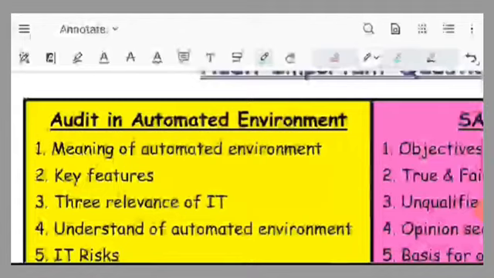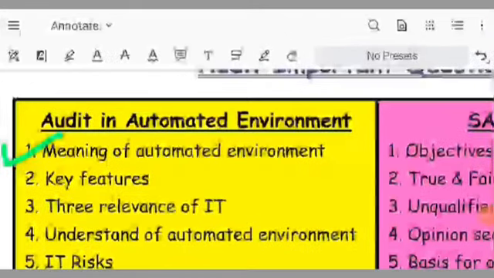Now, firstly we will read about the audit in automated environment chapter. Here it is chapter number 6 of our syllabus, as we know very well. First is the meaning of the automated environment. In the business environment, some of the processes are taken through the computer system, which are processes, operations, accountings and decisions. Remember these 4 words, these 4 are the keywords. Process, operations, accountings and decisions are taken through the computer system or information technology system. In short, we can remember it as POAD: process, operations, accountings and decisions.